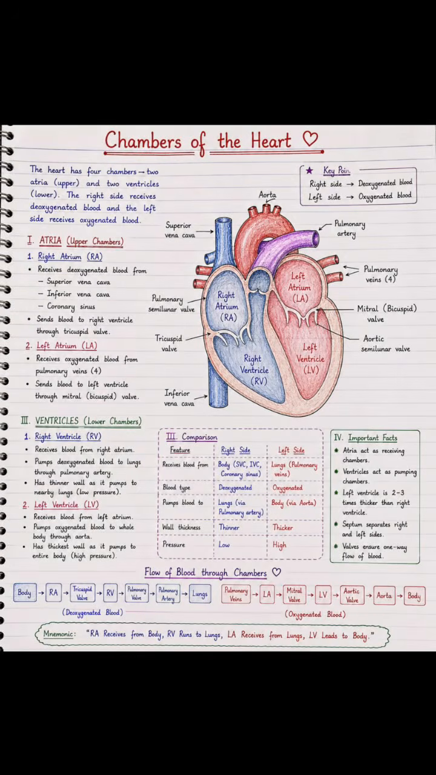Hello everyone. Today we are going to learn about the chambers of the heart in a simple and easy way. The heart has 4 chambers: 2 atria, which are the upper chambers, and 2 ventricles, which are the lower chambers.